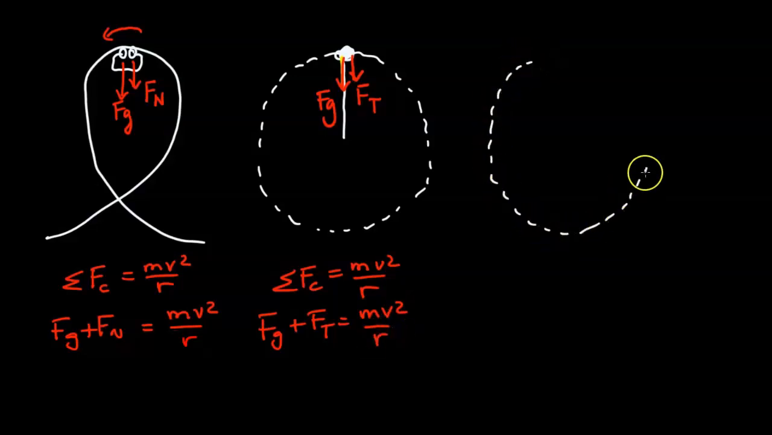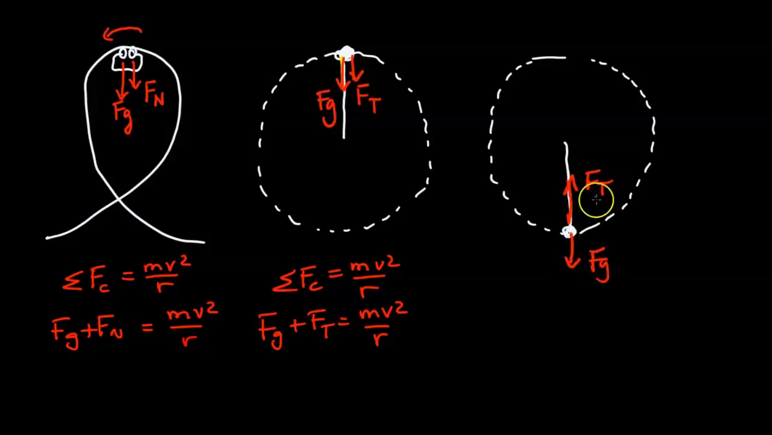Now, once the ball is swung to the bottom of the circle, we still have tension force Ft going up, and Fg is still downward. So to solve this problem mathematically, you would set it up this way. We take the force Ft, because it's towards the center, minus Fg. Notice the difference here. This over here was plus, this is minus because they're in opposite directions, equals mv squared over r.